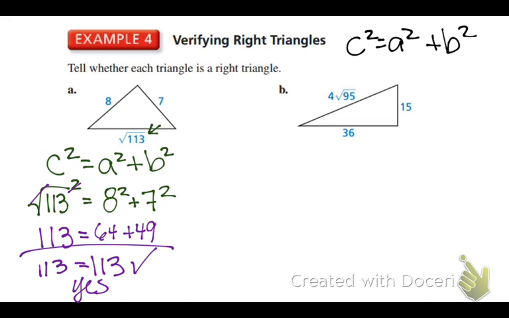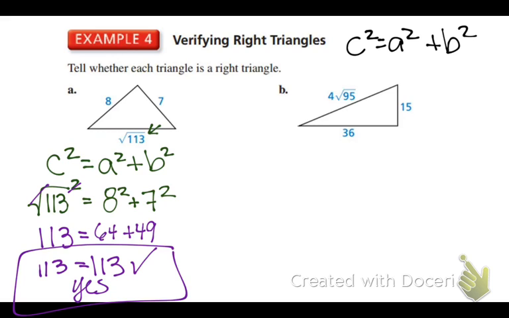So if the left equals the right, if C squared equals A squared plus B squared, yes, this is a right triangle. These are the things I'm looking for. This is a math class. You show work. If you wrote yes or no on a test or a quiz and you had nothing to show for it, you would not get any credit for guessing, because you did not verify or prove that it was or was not. So this is what I'm looking for. Okay, this little box: 113 equals 113, so yes, it is a right triangle.